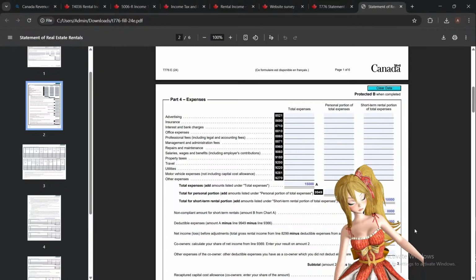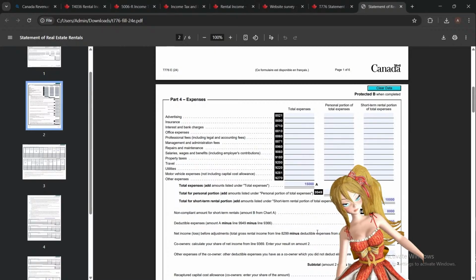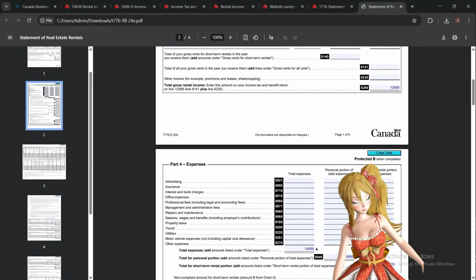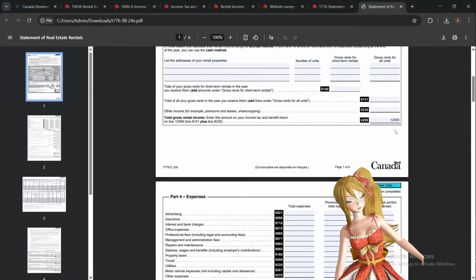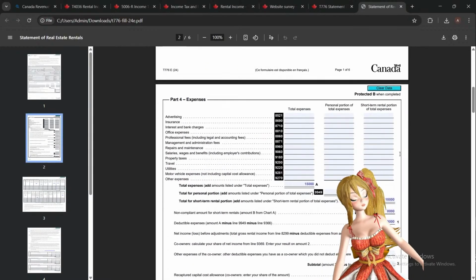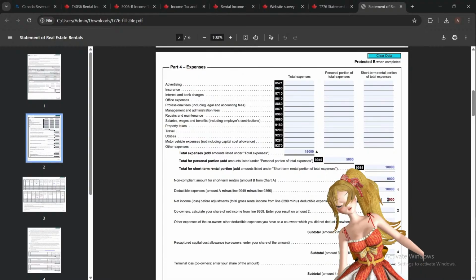And then the remainder is what? They earn 12,000 and deductible expenses was 10,000. So I earned 2,000. And that makes sense because I spent 10,000. I have the 2,000 profit. And so the net income was 2,000. Okay, so the math works there.